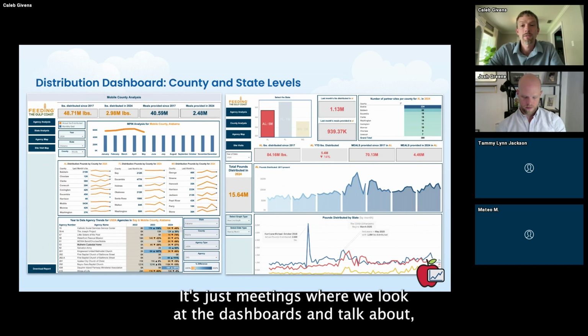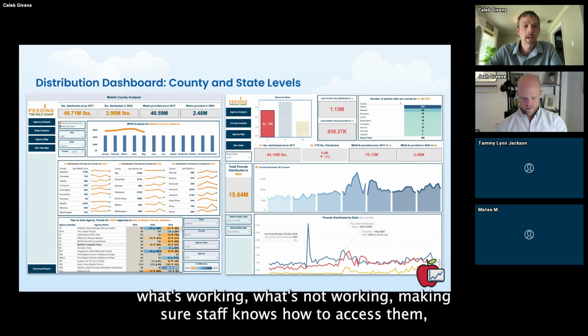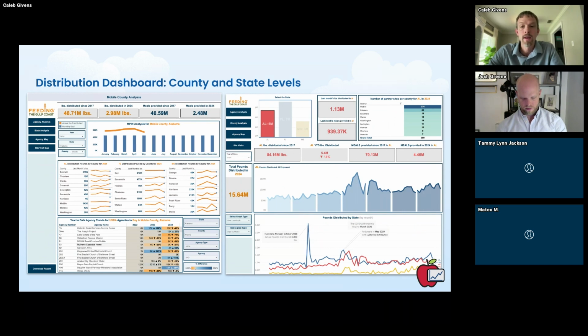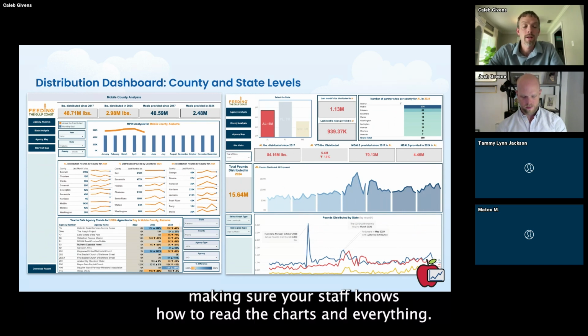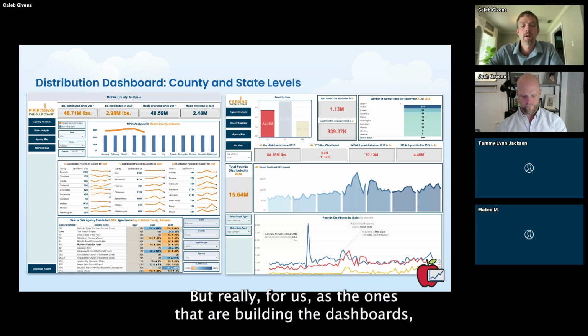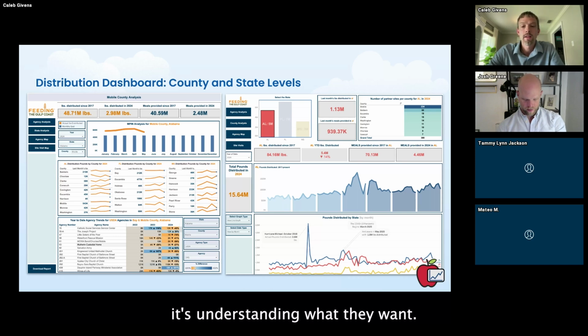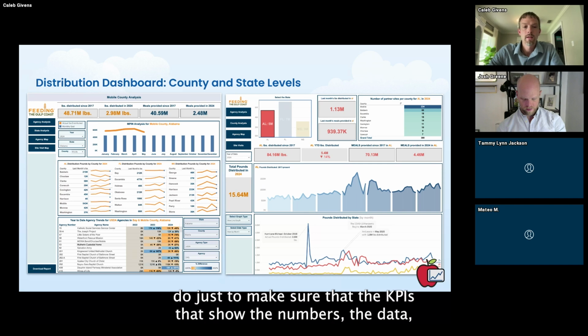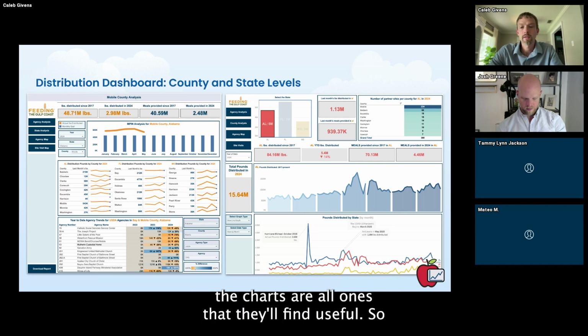It's just meetings where we look at the dashboards and talk about what's working, what's not working, making sure staff knows how to access them, making sure your staff knows how to read the charts and everything. But really, for us as the ones building the dashboards, it's understanding what they want. That's been really key, and something I've had to do just to make sure that the KPIs that show the numbers, the data, the charts are all ones that they'll find useful.